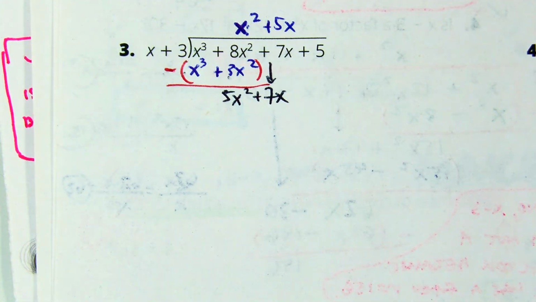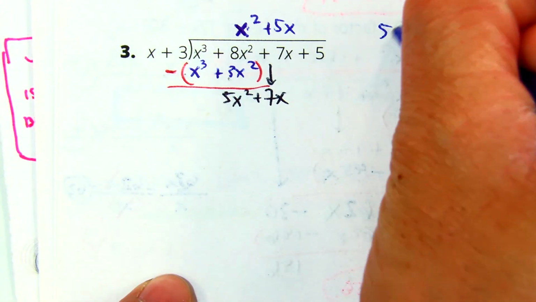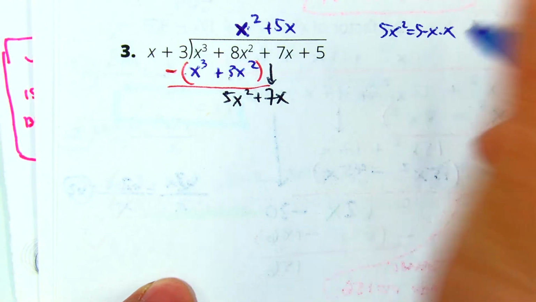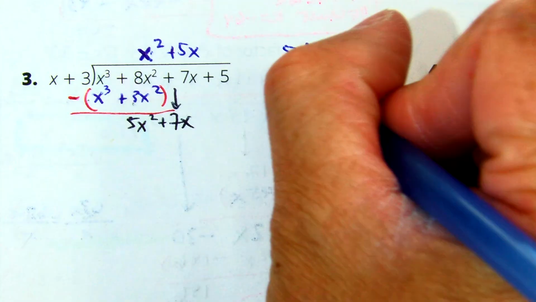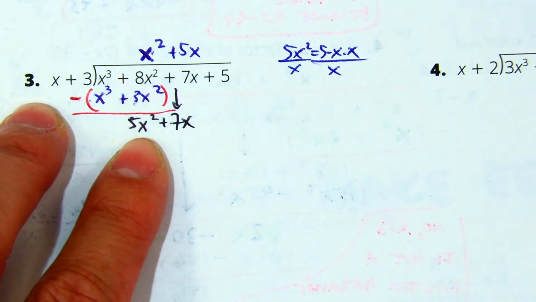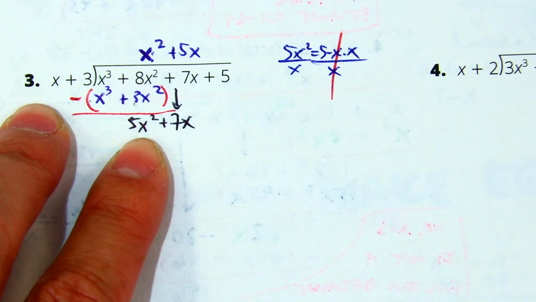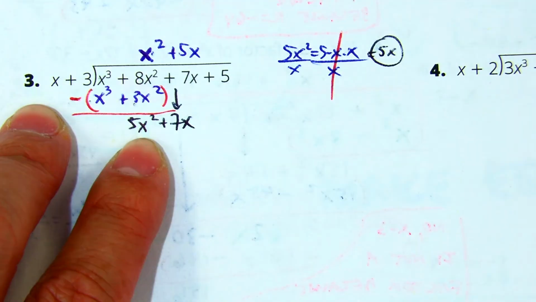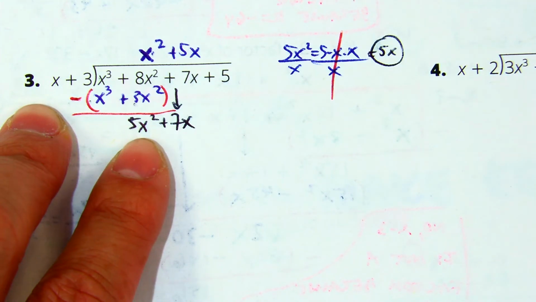Remember, if you need to, you can do the side problem. 5x squared is 5 times x times x, and then divided by x. Your x's will cancel, and then you're left with the 5x. Hopefully you feel a little bit more comfortable after a couple of days, and you don't need the side problem, but if you still need it, do it.